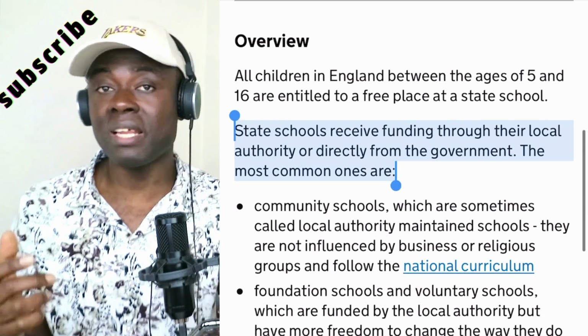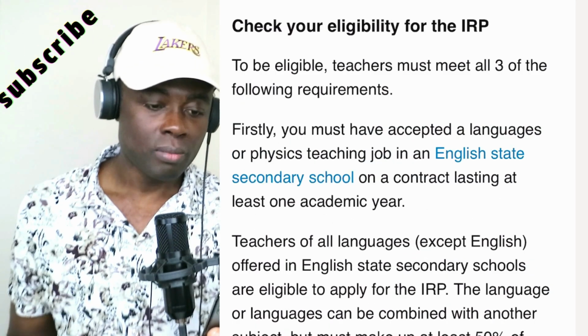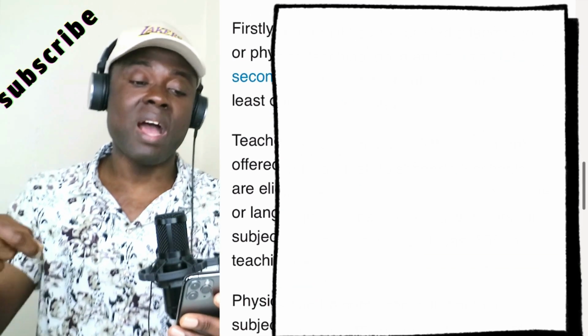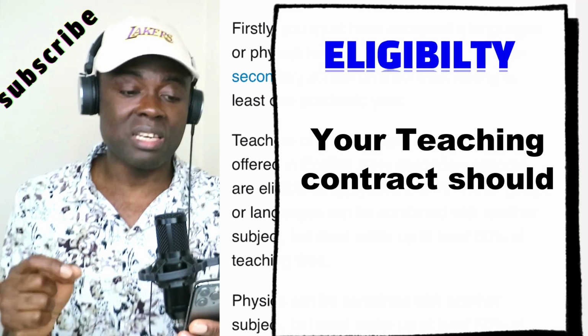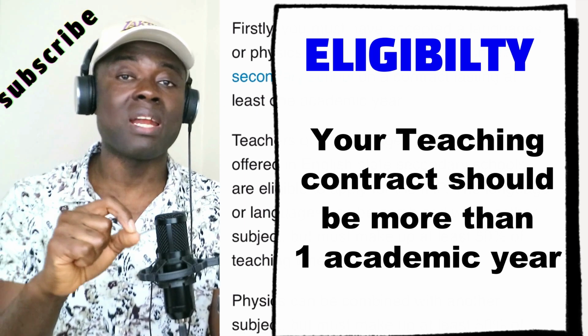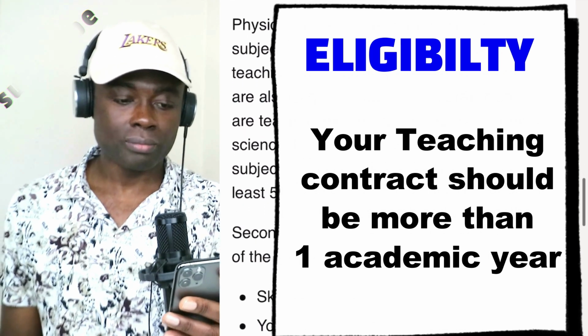Okay, so just bear this in mind when you are searching for the job. Now, the last one in this first eligibility criteria is a contract lasting at least 1 academic year. So your contract shouldn't be less than 1 academic year. So this is very important.